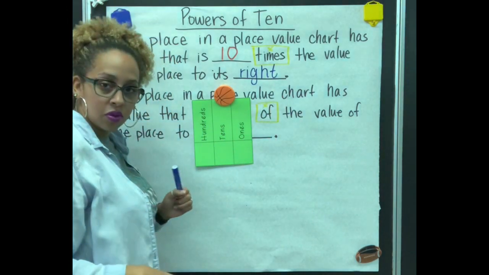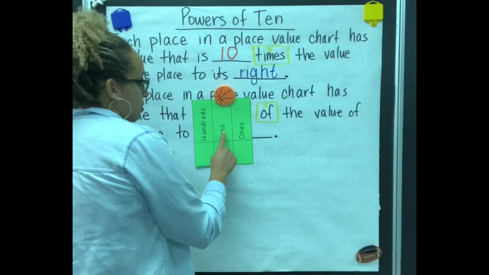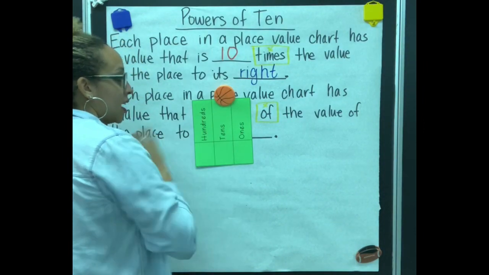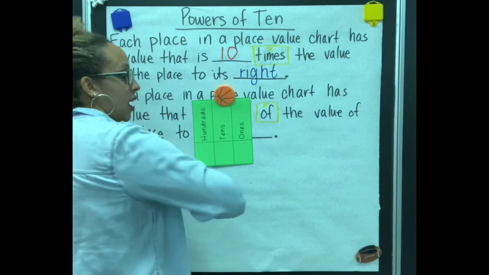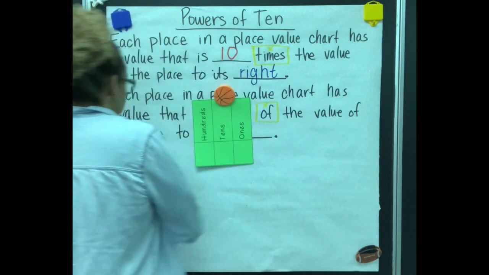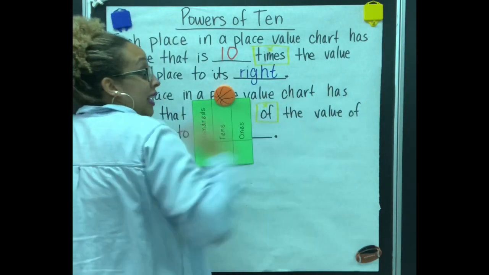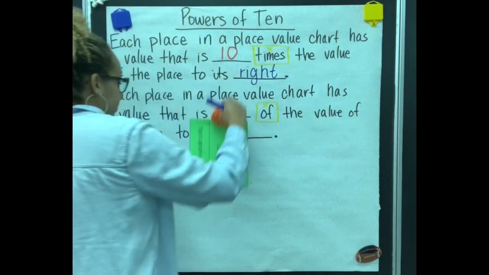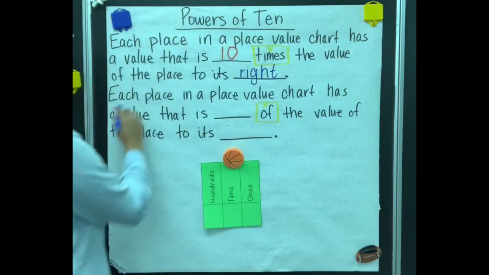Isn't that true? Isn't this 10 times greater than this? Isn't the hundreds place 10 times greater than the tens place? Yes, because the place on the left is 10 times greater than the place on the right, no matter where you move on the place value chart, as long as you're looking down the place value chart and not up the place value chart. Okay? Now we're on to the next one.